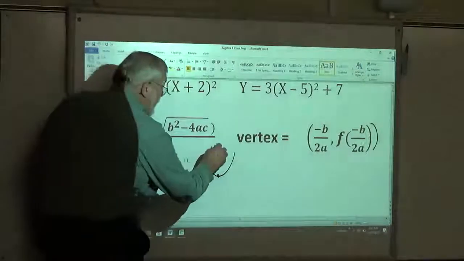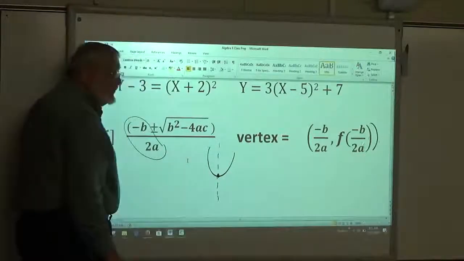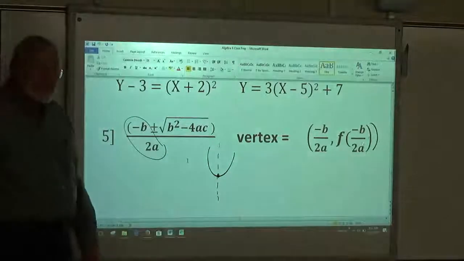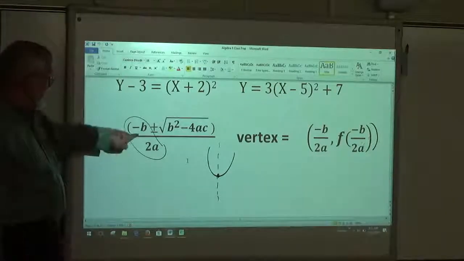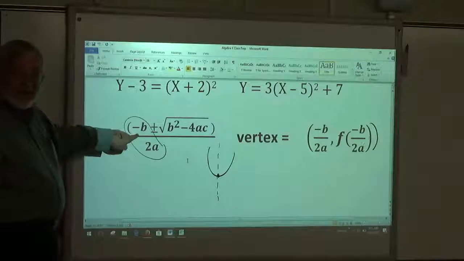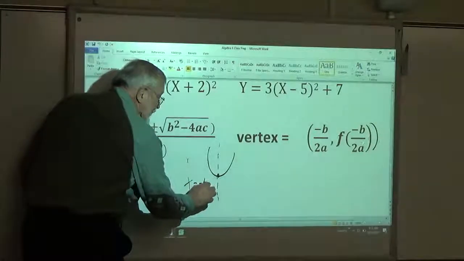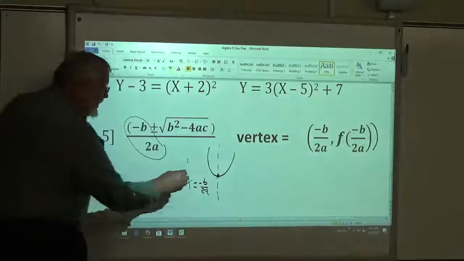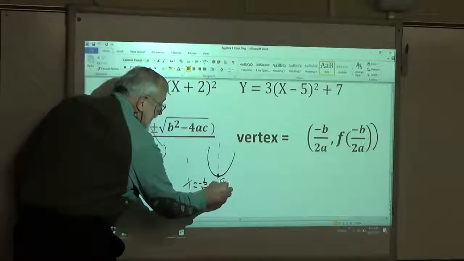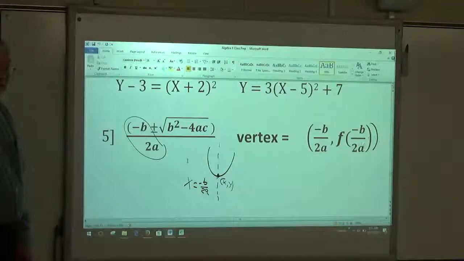All right, now, what is this line that I'm drawing now? It's the axis of symmetry, right? The value of the axis of symmetry is x equals negative b over 2a. It's also the same as the x value of the vertex.